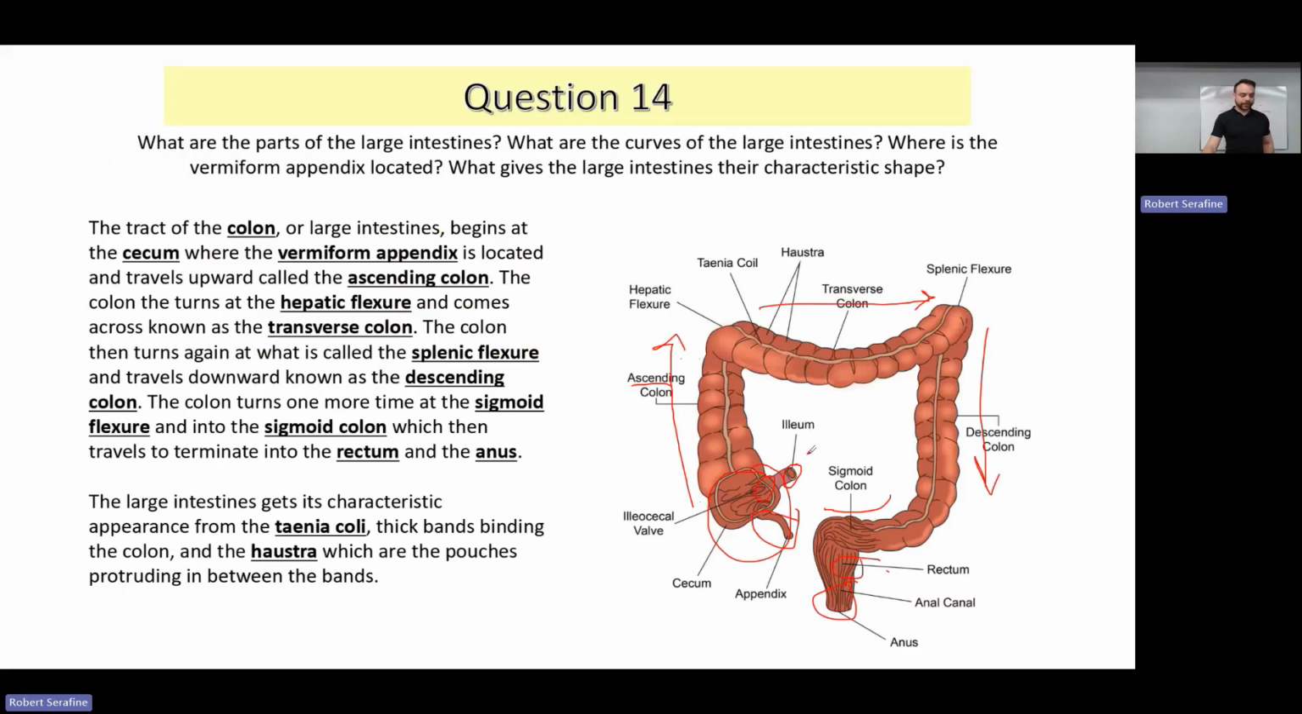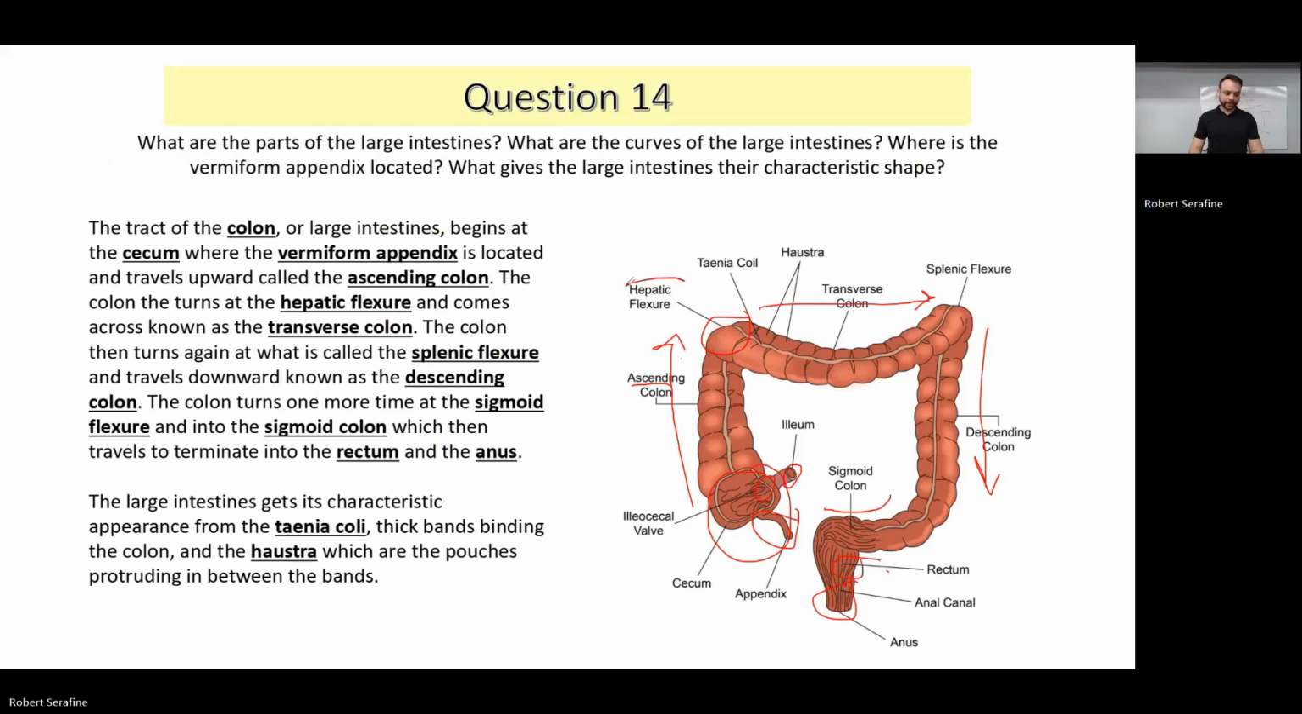Now, as we mentioned, there are some curves or bends in the large intestines or colon. Our first curve here occurs right next to the liver. And our technical term for liver is hepat.